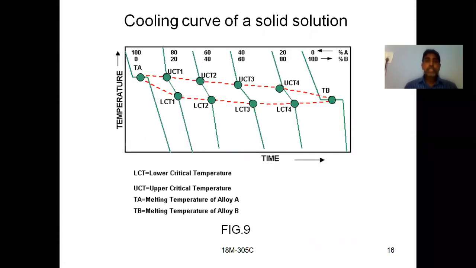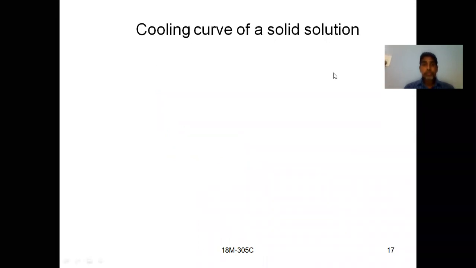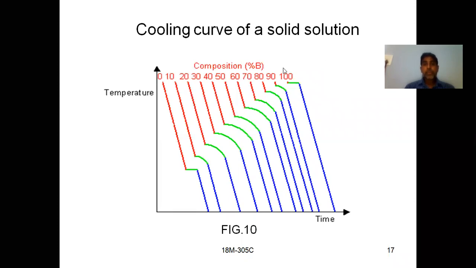See this one. This is the diagram given for different compositions: 100, 0; 80, 20; 60, 40; 40, 60, like that. So the composition is changing, A composition and B composition. And if you see the cooling curves, different cooling curves are obtained here. So this is the cooling curve for a solid solution with different compositions, and how the cooling curve changes for a different composition.